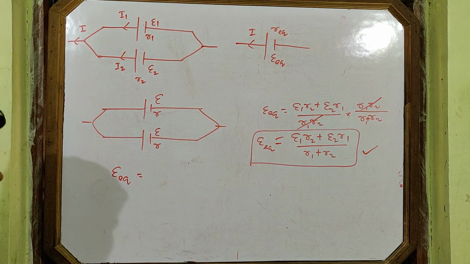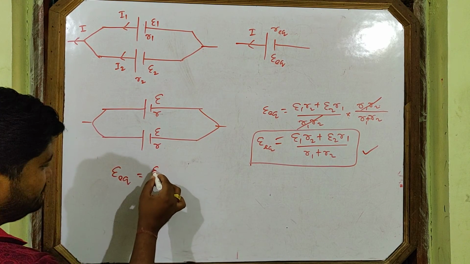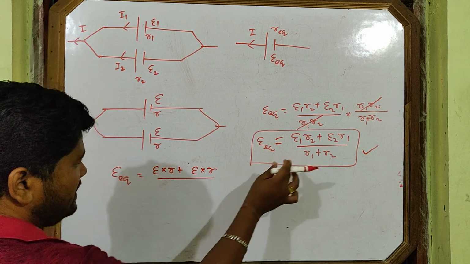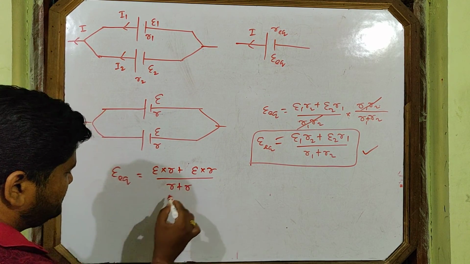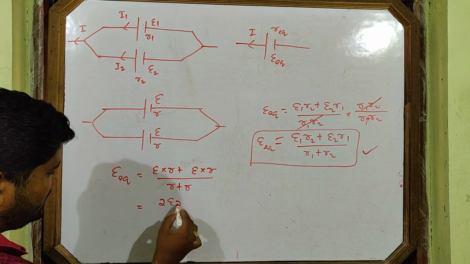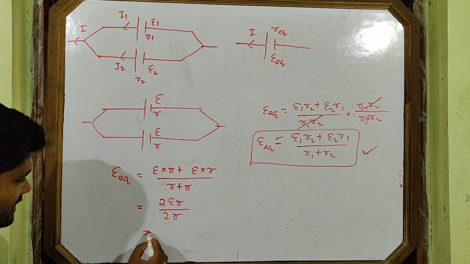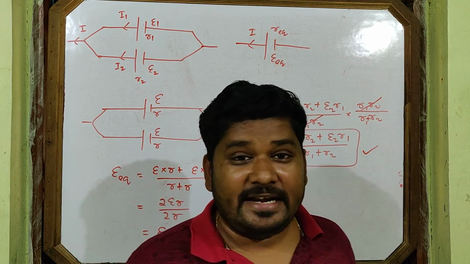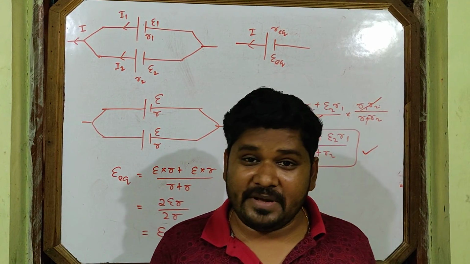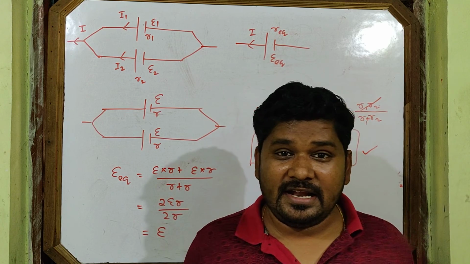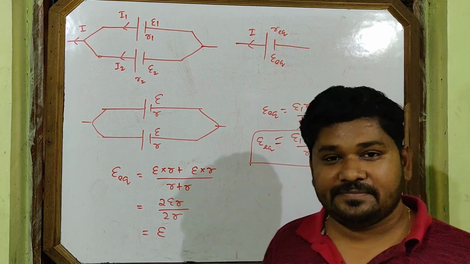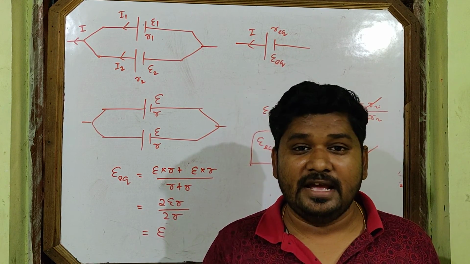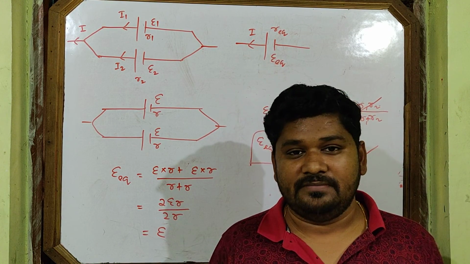Let's see, this is an important one. E1 R2 plus E2 R1 over R1 plus R2, so E R plus E R over R plus R. So it becomes 2ER by 2R. It is coming E. That means when two identical cells, both with the same EMF E, are connected in parallel, the net EMF also will be E.